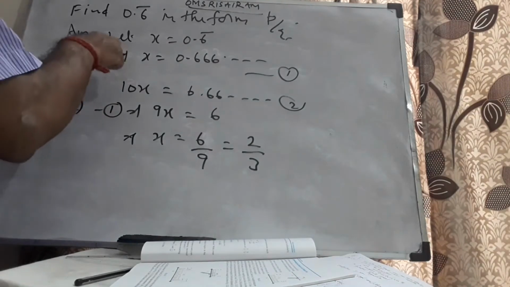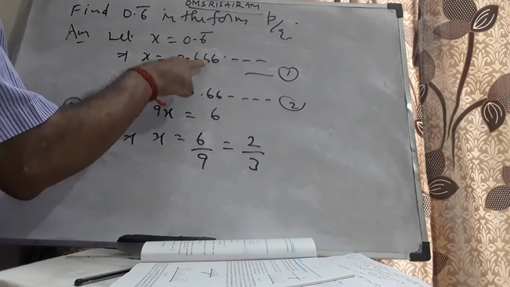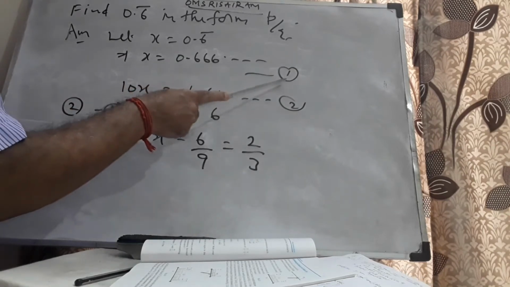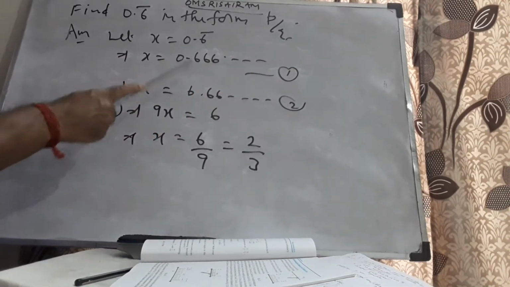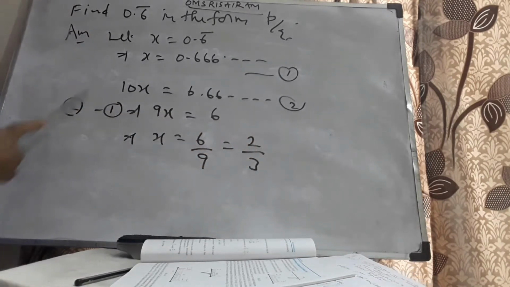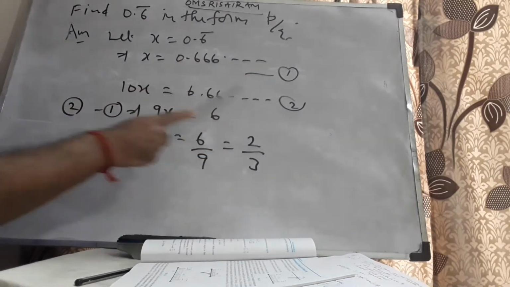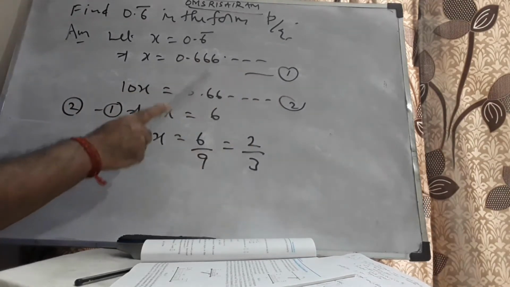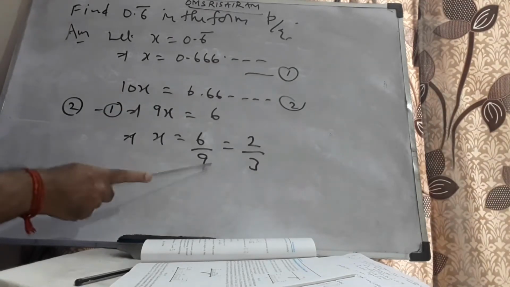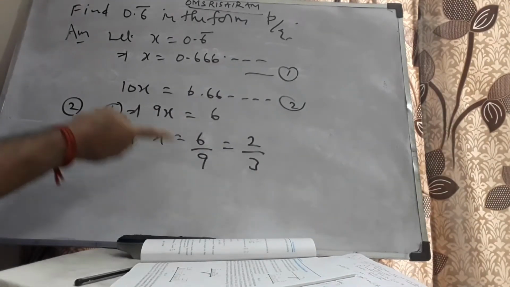I repeat. Let x equal 0.6 bar. Bar means 6 gets repeated up to infinity. Name this equation 1. 10x will be equal to 6.666, etc. Now subtract equation 1 from equation 2. 10x minus x is 9x. Here the decimal part will be the same. Since it goes up to infinity, the decimal will get cancelled. 6 minus 0 becomes 6. x is 6 by 9, which is 2 by 3. You can divide and then verify.